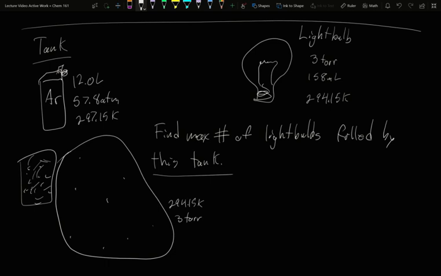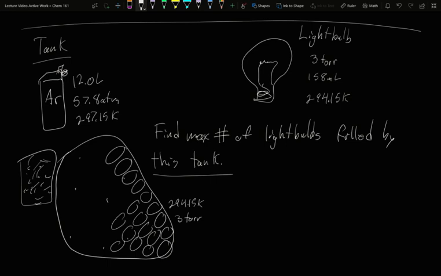Now, each individual light bulb might be a tiny little circle of this, but my goal is I want to know the total number of light bulbs, which means if I knew the total volume and how big each light bulb is, I could say, well, how many light bulbs would fit in that volume? Since the gas has to expand to be at this temperature at 3 torr, there is some volume it will take up. And then there are some number of light bulbs that equal that volume. So all we really have to solve is that volume. What volume is my gas going to have?